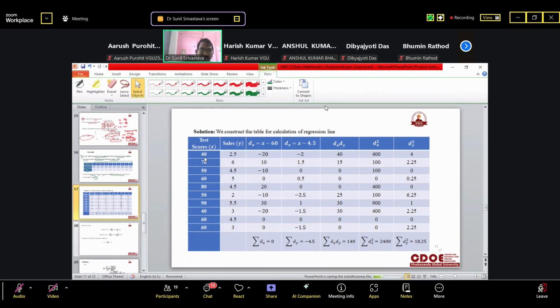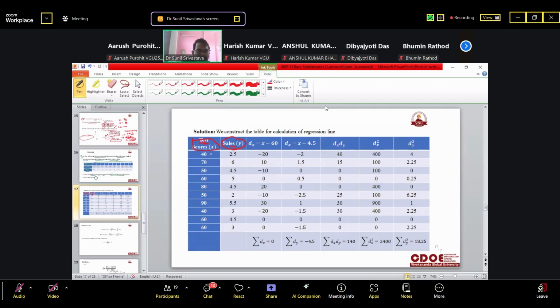So what do I have to do? This is the x, the test score. This is the x variable. Sales is taken as the y, otherwise it is given in the series, so put it in the right form: 40, 70, 50, 60, 80, 50, 90, 40, 60, 60, and so on.